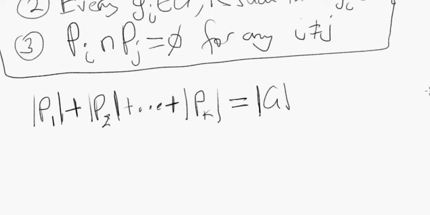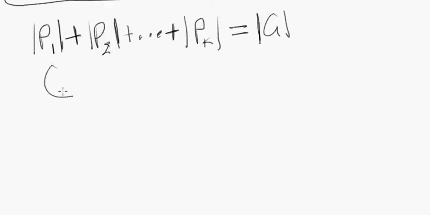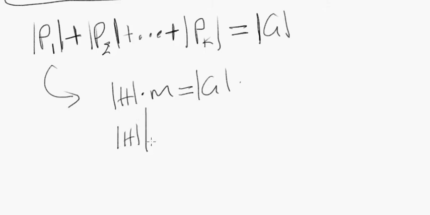That was the idea. And from here we said we'd be able to conclude that the cardinality of H times some m, a natural number, must equal the cardinality of G. And if we can conclude this, we'll be able to conclude that the cardinality of H divides the cardinality of G, which is what we've been trying to prove.